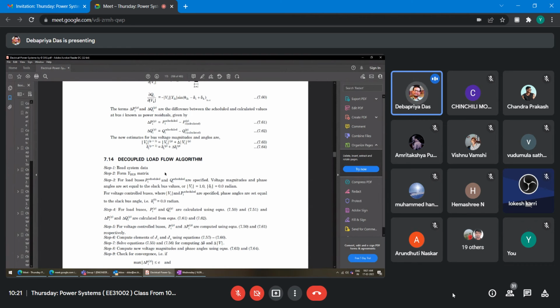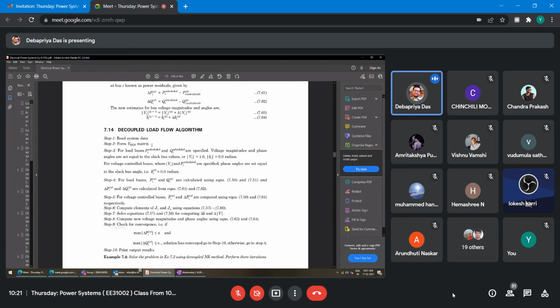And after that, you have to form the Y bus matrix. If you are strong in coding, this Y bus code will hardly take 6-7 lines, right? But before that, you have to convert the RX values to your G and B values. After that, you have to form it. Then for load buses, these two are specified, so this you have to calculate.